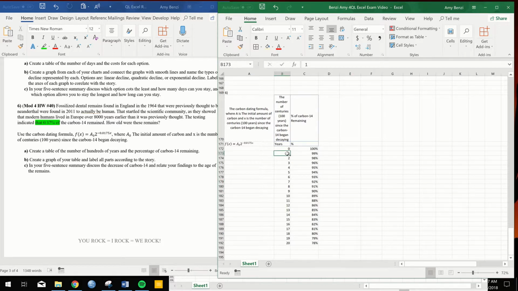So I'm thinking that instead of counting by ones, maybe I'll go by 20. And remember, this is in hundreds of years, so this is actually 20 times 100. Whoops, what are we doing here? Try to get this pattern going for 20. All right, so now at least I've gotten down to 100%.